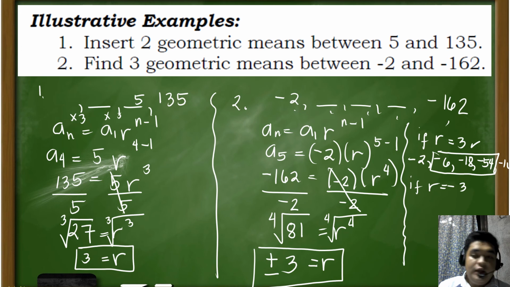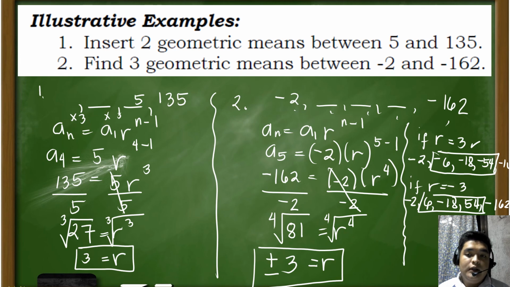If r is negative 3, negative 2 times negative 3 is positive 6, times negative 3 is negative 18, times negative 3 is positive 54, times negative 3 is negative 162. So if r is negative 3, our geometric means are positive 6, negative 18, and 54. So the geometric means are negative 6, negative 18, negative 54, or 6, negative 18, and 54.